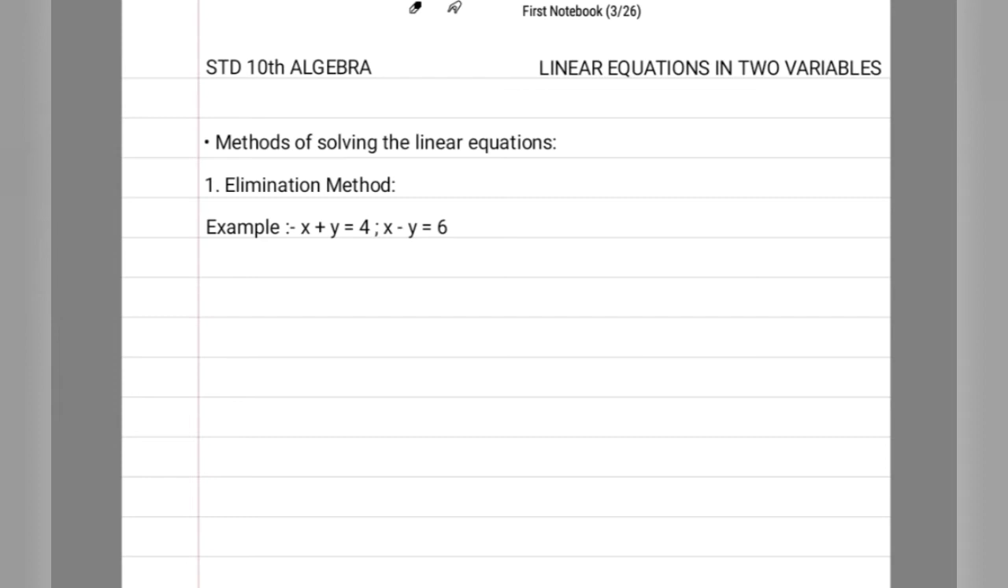Now the example which I have taken is, the equations are x plus y is equal to 4 and x minus y is equal to 6. So if we write them one below the other, x plus y is equal to 4 and x minus y is equal to 6. We get it somewhat like this.